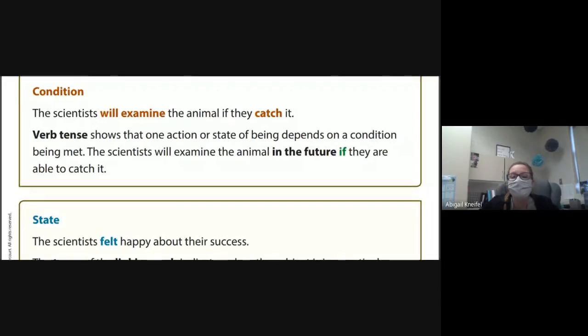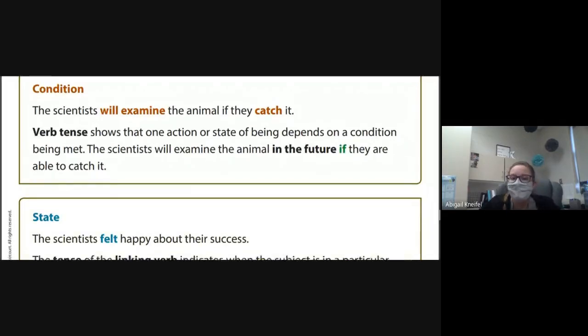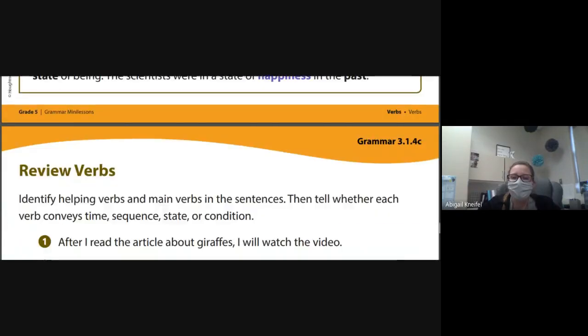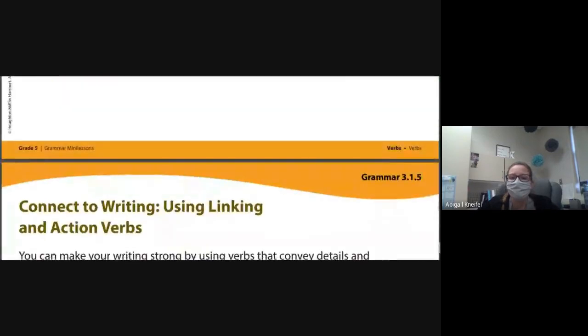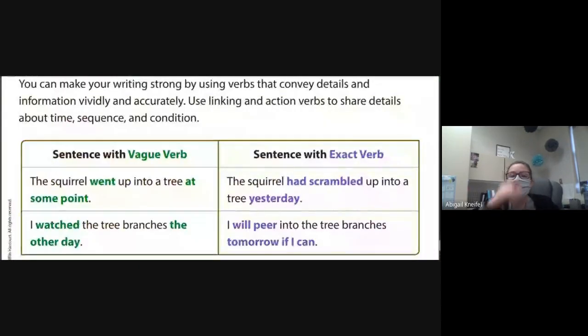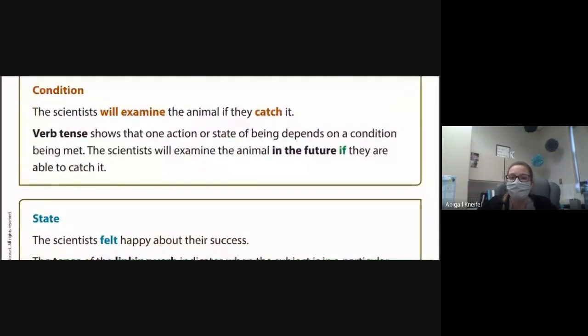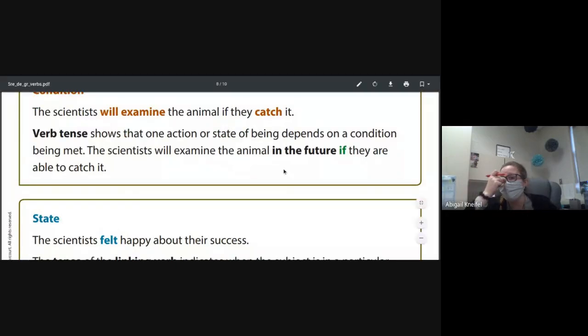And state: the scientists felt happy about their success. The verb tense of a linking verb indicates the state of the subject, whether they're happy or sad or anything like that. We're going to identify those. I feel like those are a little bit harder to identify, which is why I put all these lovely definitions right on your homework pages, so you would be able to have them. So we're going to hop on over to your actual homework pages so we can really go through these together.